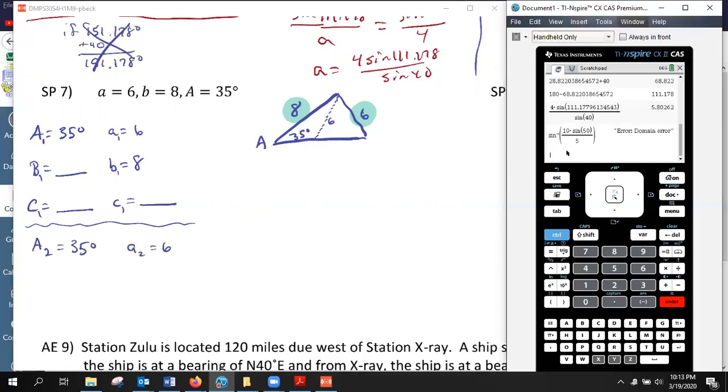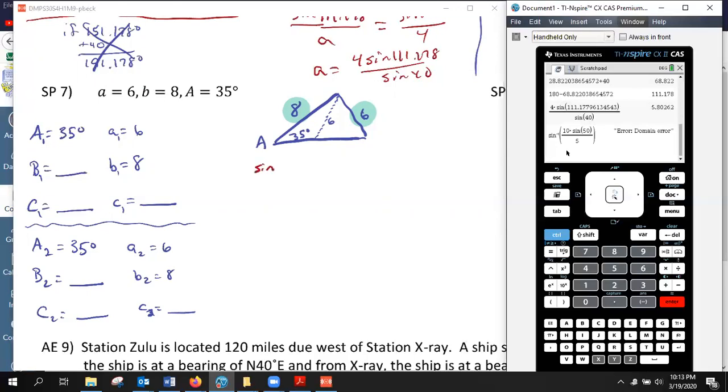Little a2 is 6. B2, I don't know still. Little b2 is 8. C2, I don't know. And little side c, 3, 2, I don't know that one either. So let's get started with our law of sines.